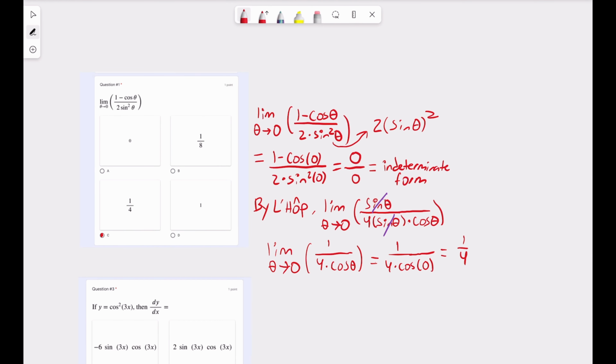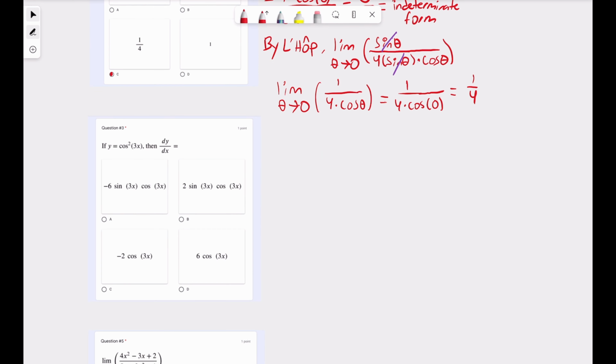So the important thing about this question is, what do you do when you get 0 over 0? That's when we have to use L'Hopital's rule. So you gotta know what L'Hopital's rule is and how to use it. Use the method to get your final answer.